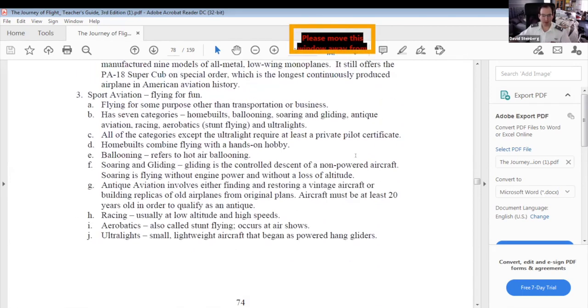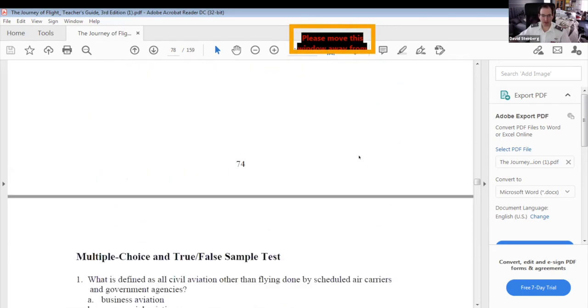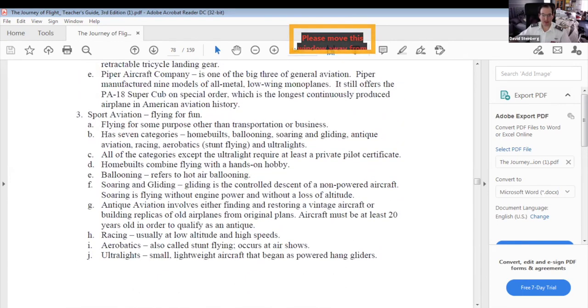Off the top of my head, Red Bull has a series where they do air races. It's quite fascinating to watch. I'm not sure I'd want to participate in one myself, but as long as somebody else is flying, it's pretty serious flying what they can do.